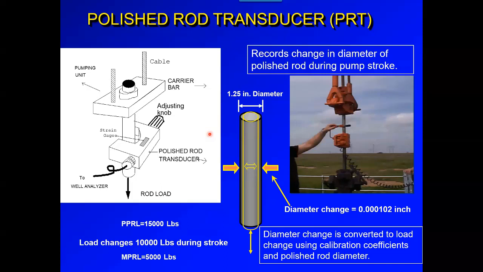Okay, so the PRT is what? Well, it's not measuring real rod load. It's measuring the change in diameter of the polish rod and then ultimately extrapolating that into a surface card and then a downhole card. Still a very accurate, quick, easy way to acquire dynamometer data, but it is not measuring real rod load. And we're going to get into a little bit more of that.